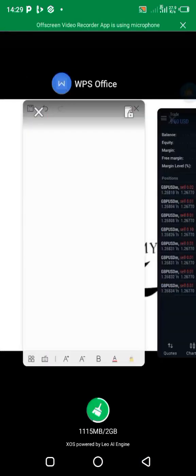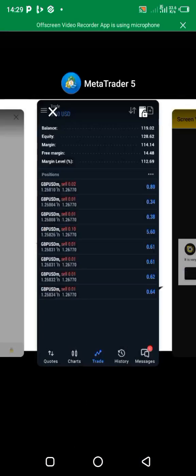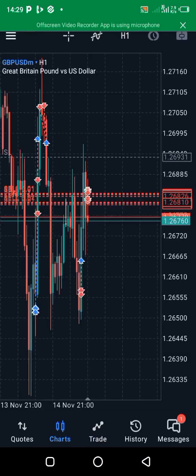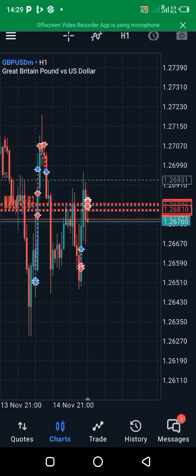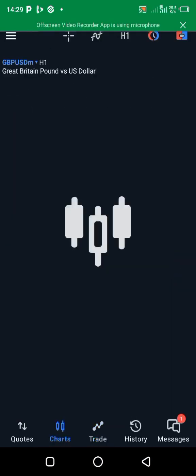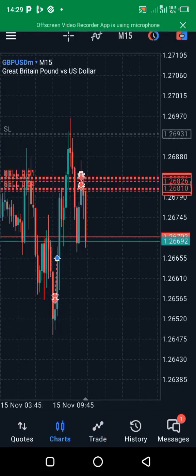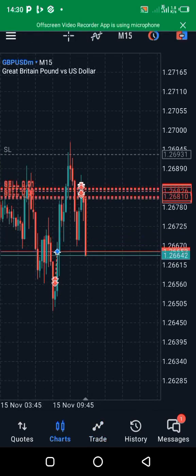As you can clearly see on the MT5, I've already placed trades. All my trades are already up and running. You're just waiting, and I'm currently in profit, as you can see. So I'm just waiting for what the market is going to do next. We are currently in profit. And guys, look, wow, massive.